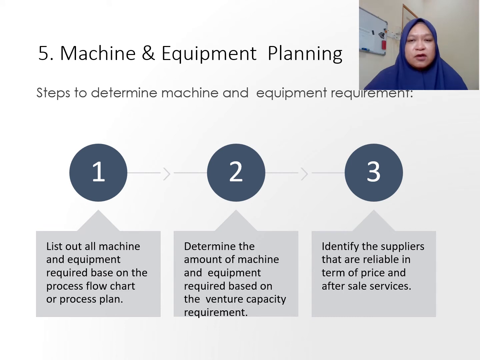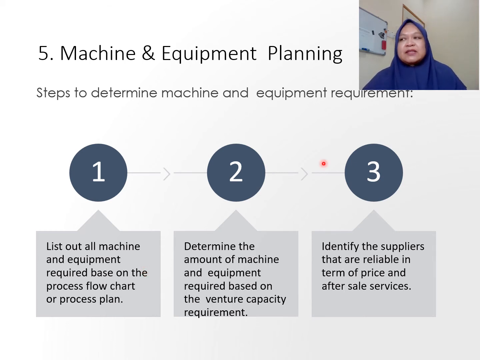Next, of course, to operate the business, we need the machines and equipment. We have to determine what machines and equipment we need and how many we need. First we list out all the machines and equipment. Machines that you need to produce the product, and equipment that you need in order to produce it.